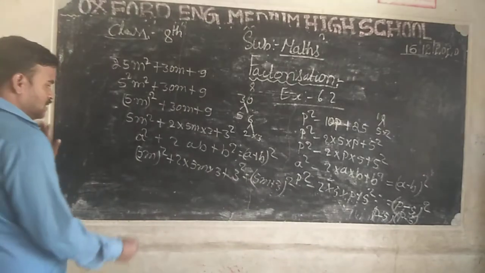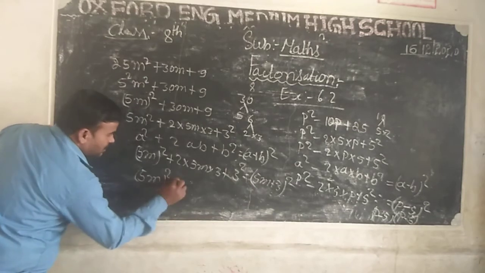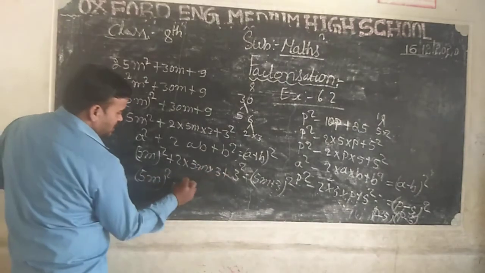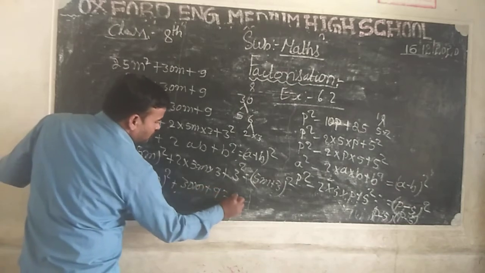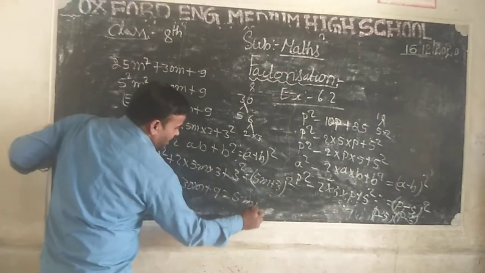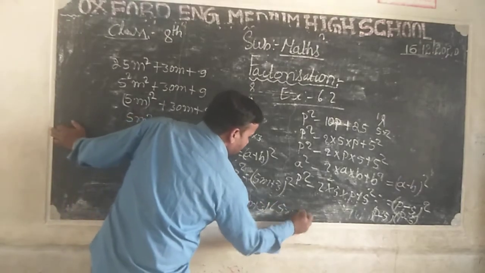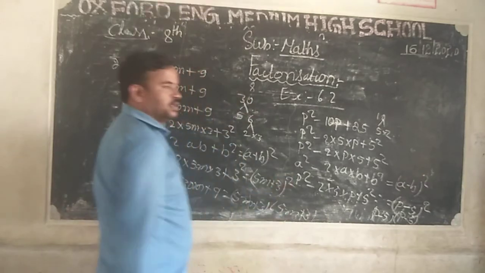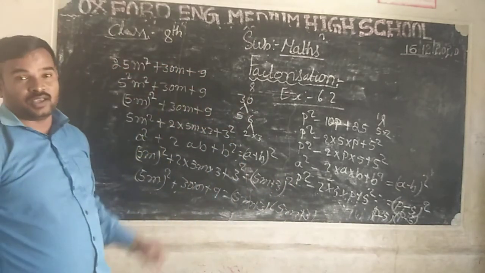Yes, it means 5m square. 5m whole square plus 2 times 5 times 3, that is 30m, plus 3 square, 9, is equal to (5m plus 3) into (5m plus 3). These are the two factors of this equation 25m square plus 30m plus 9.